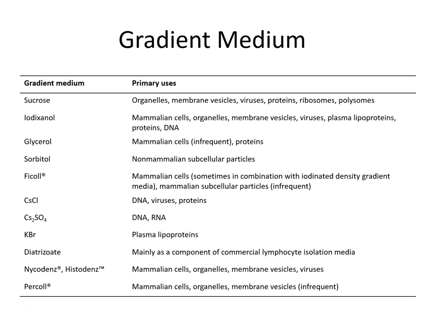This table shows various types of gradient medium. Each gradient medium has its primary use because they have their own characteristics. Among these, we will focus on two different gradient media, sucrose and iodixanol, because they are used frequently in EV isolation.